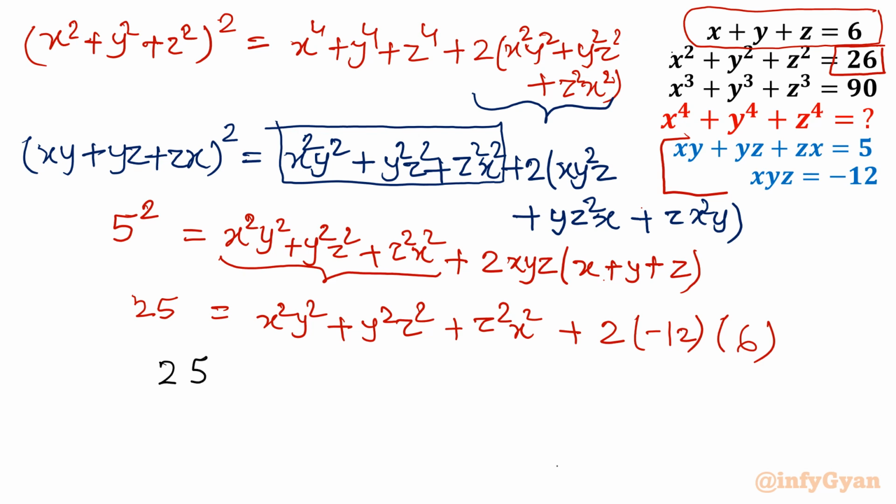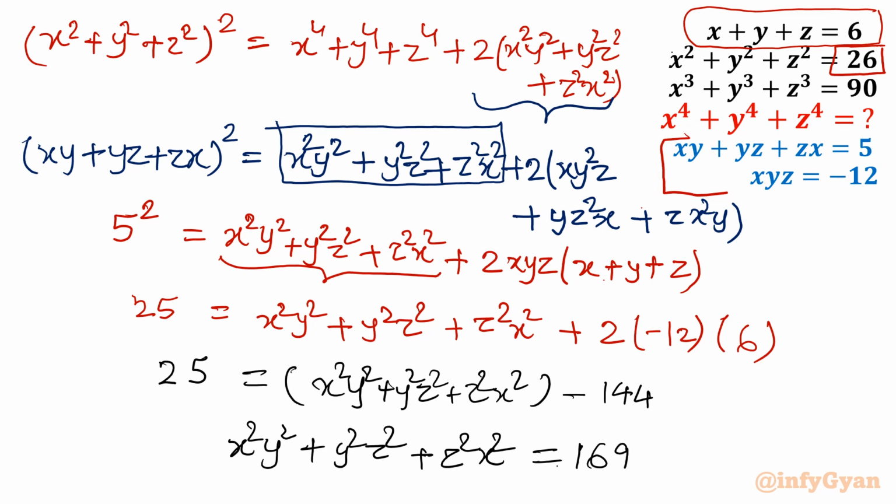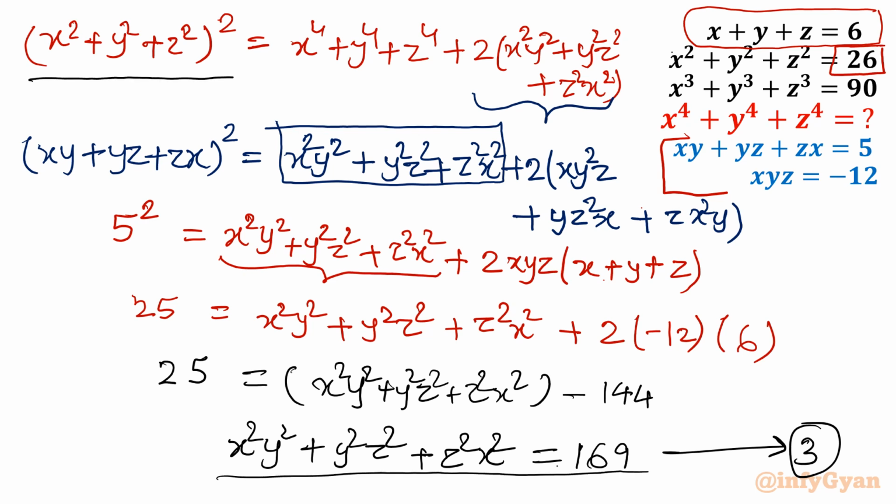Okay. Now only simplification. 25 equal to x square y square plus y square z square plus z square x square minus 144, 12 times 12 with a minus sign. So x square y square plus y square z square plus z square x square is equal to 25 plus 144, that is 169. This we will call equation number 3, and I need to put it only in this square expression.